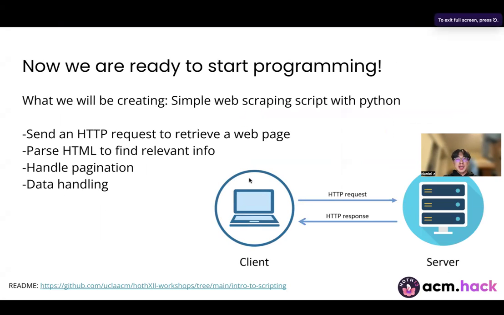So what we will be creating is a simple web scraping script with Python that, when you run it, grabs data. First, we'll send an HTTP request to retrieve a web page. Then we're going to parse the HTML data of that web page to find relevant info. We're going to handle pagination, and then we're going to handle the data. And if you don't know what any of that is, don't worry, I'll go over it in later slides.